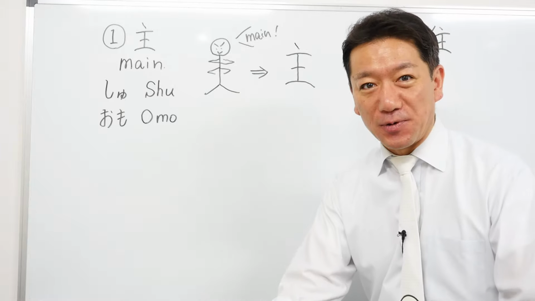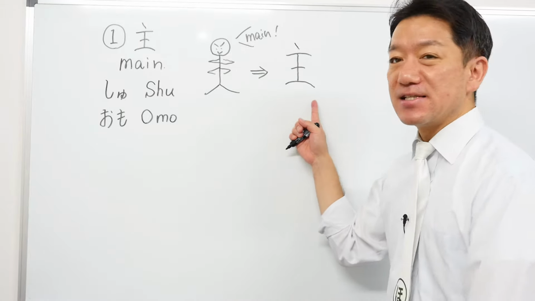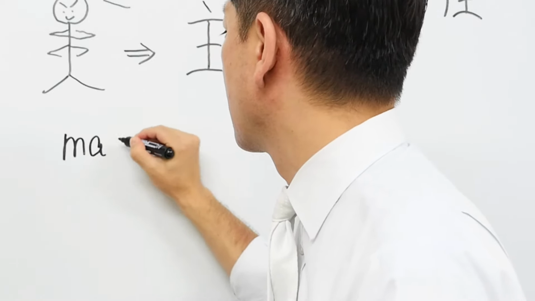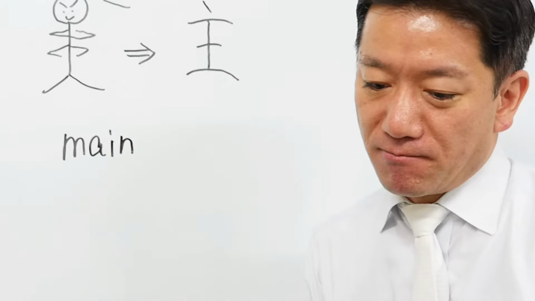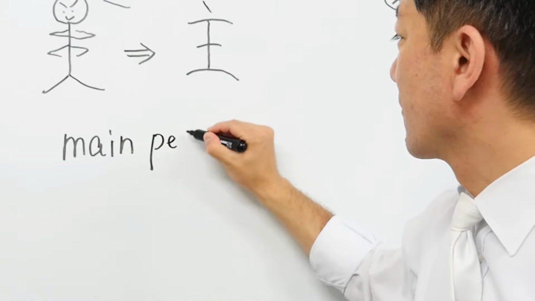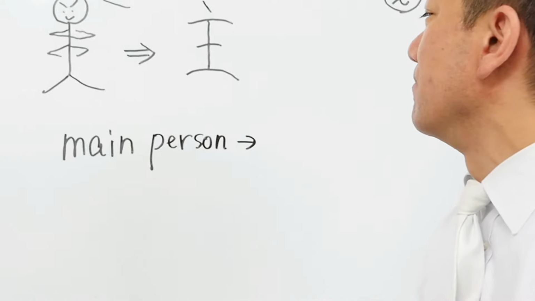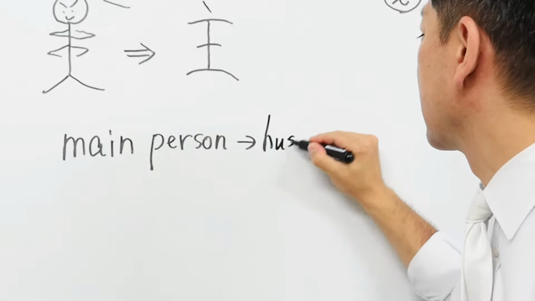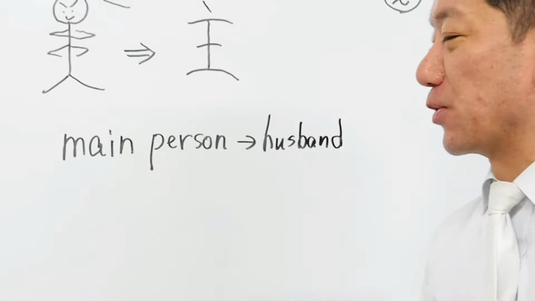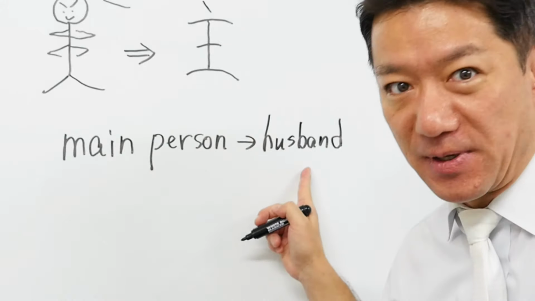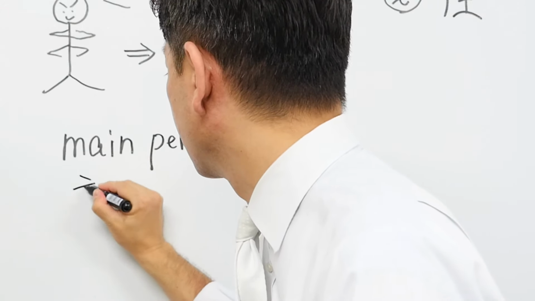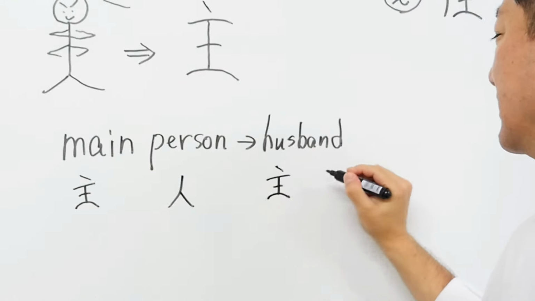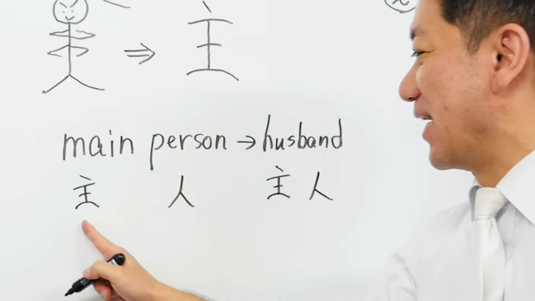Okay? And let me share with you some English sample sentences. This is shu, which means main. So, a main person in your family is the husband. It's a typical image, but in English as well, the main person is the husband. In Japanese, main person, hito, and husband is shujin. Okay? Main is shu.